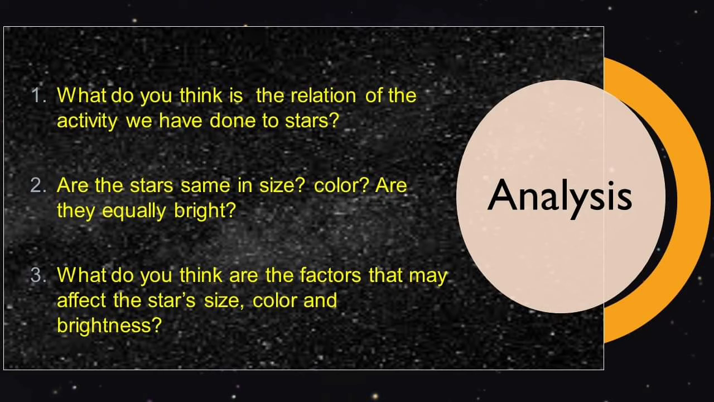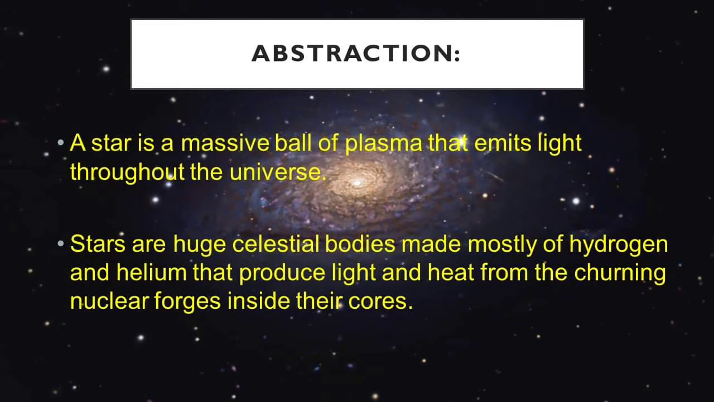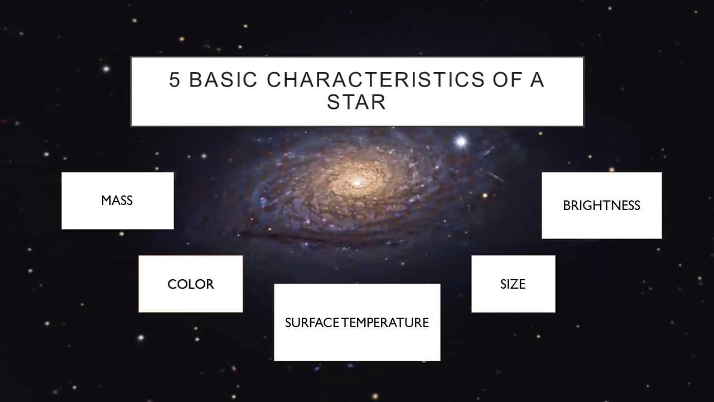So what is a star? A star is a massive ball of plasma that emits light throughout the universe. Stars are huge celestial bodies made mostly of hydrogen and helium that produce light and heat from the churning nuclear forges inside their cores. So there are five basic characteristics of stars: mass, color, surface temperature, size, and of course, brightness.